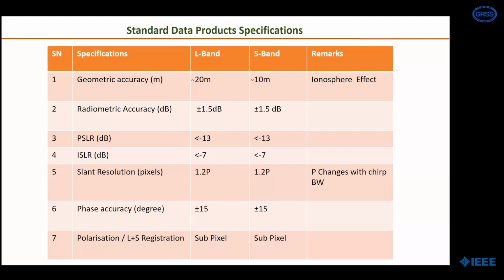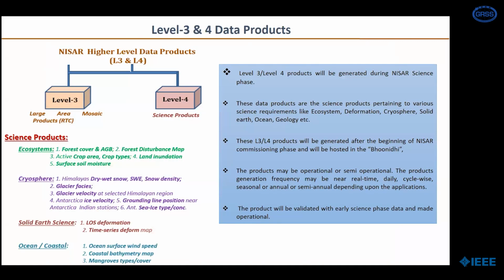And as I said, the range resolution is 1.2 pixels and the phase accuracy is plus or minus 15 degrees. So while doing the registration, we have a subpixel resolution registration, which is very important to calibrate the interferometric applications. And apart from the standard products, we have level 3 and level 4 data products.